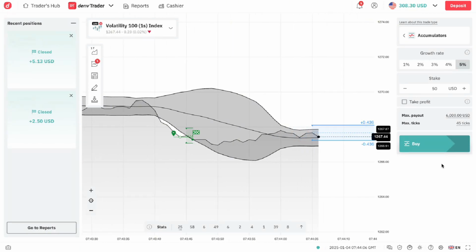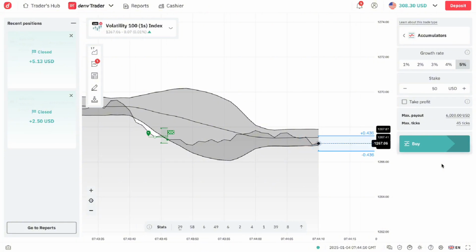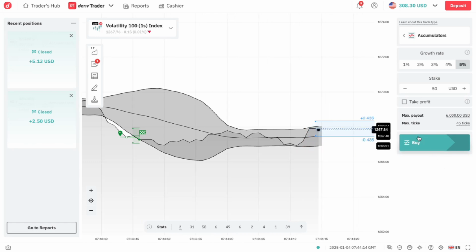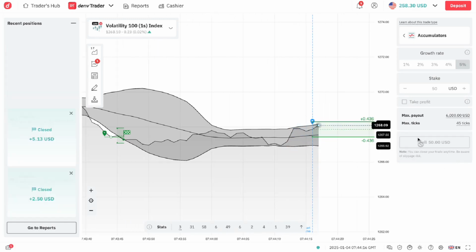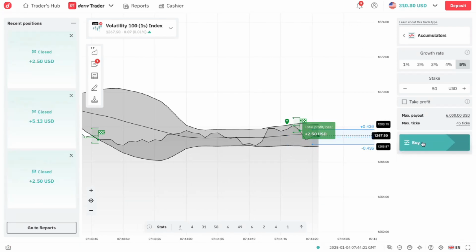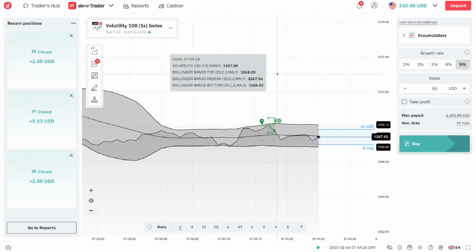So we wait for another break. Let's wait. Trading just needs patience. 1, 2, 3, sell. You see, that would have caught us because I got in a bit late. So that's $10.